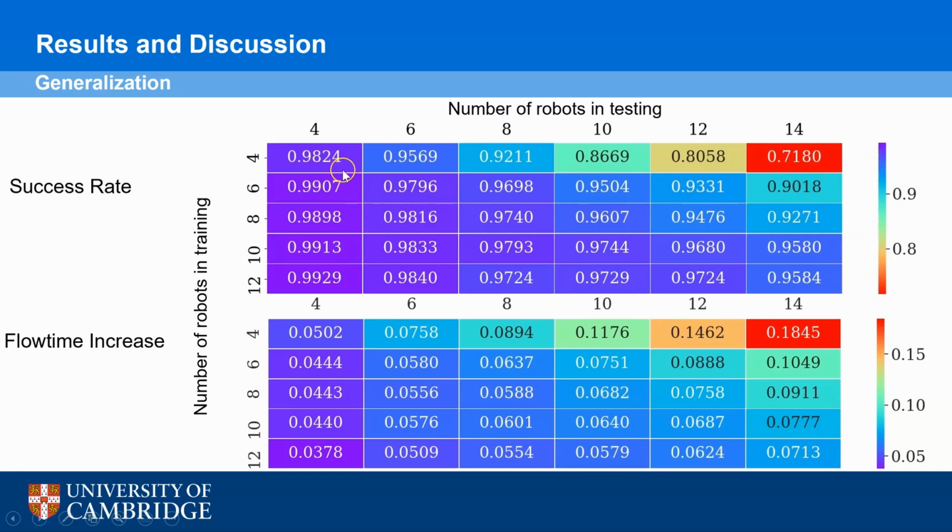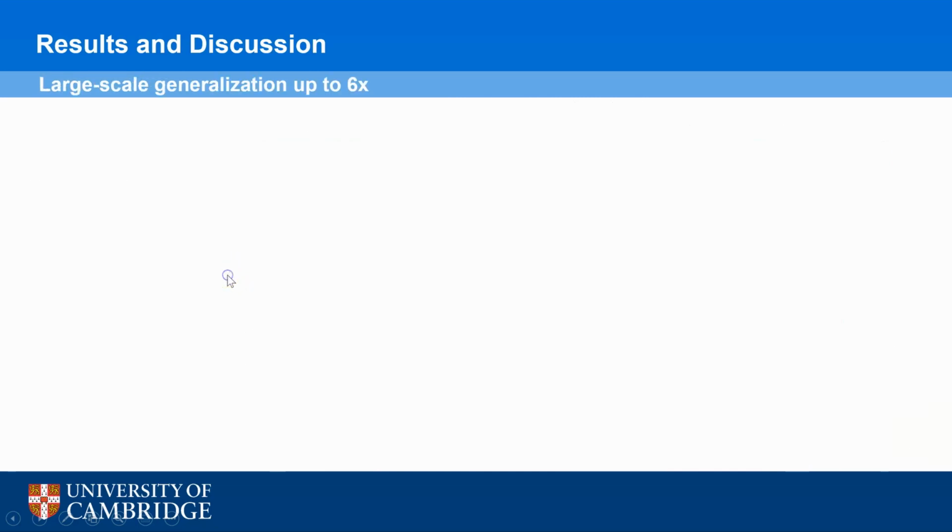First, we see for most columns, the performance improves as we increase the size of the robot team during training. Also, comparing performance across columns for a fixed row, we observe that as we train the networks with increasingly large robot teams, the network tends to generalize better across any unseen instance, larger as well as smaller robot teams.